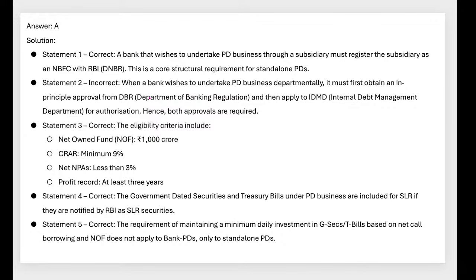PD is something like where you are taking a license to deal in government securities. You are purchasing from RBI and you are further selling them in the market. Primary dealer के ऊपर हमने एक dedicated unit भी किया था. ठीक है, so a bank wishing to undertake PD business through आपका subsidiary must register this. This is something which is very, very important. This gets asked so many times. ये आपको बहुत बार पूछा जाता है. ठीक है, and the rest is statement.